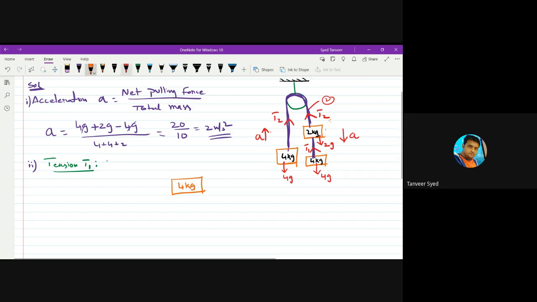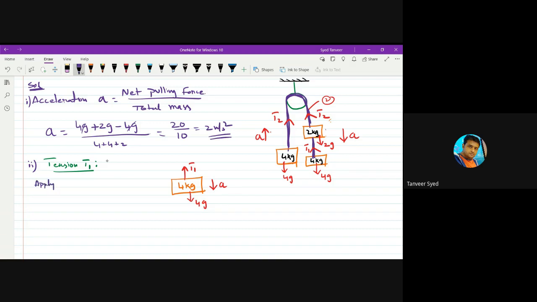What are the forces acting on this? Its weight 4g is acting down. Tension T1 is acting upward. And is it at rest or moving? It is moving. Up or down? Down, sir. So the direction of acceleration is downward. Now apply.